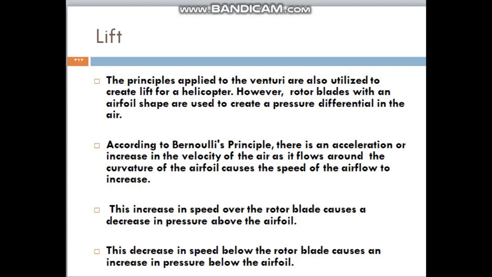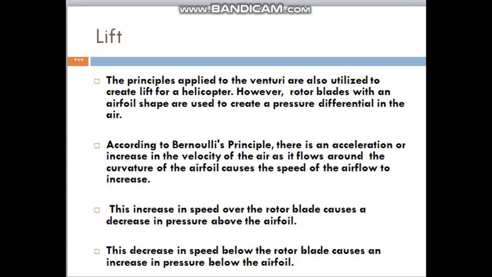Lift. The principles applied to the Venturi are also utilized to create lift for a helicopter. However, rotor blades with an airfoil shape are used to create a pressure differential in the air. According to Bernoulli's principle, there is an acceleration, or increase in the velocity, of the air as it flows around the curvature of the airfoil, which causes the speed of the airflow to increase.